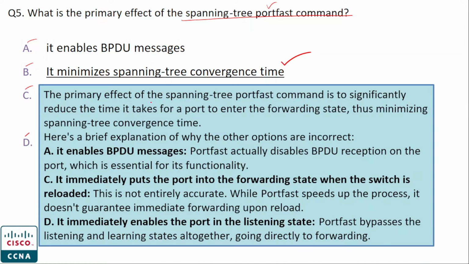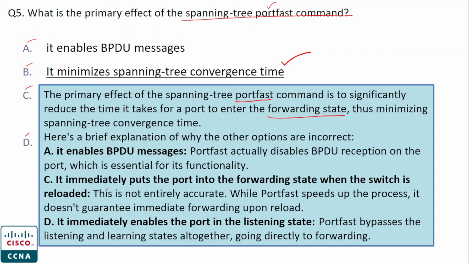So the primary effect of the spanning tree port fast command is to significantly reduce the time it takes for a port to enter the forwarding state, thus minimizing the spanning tree convergence time. Here is a brief explanation of why the other options are incorrect. Option A, it enables BPDU messages. Port fast actually disables BPDU reception on the port, which is essential for its functionality.